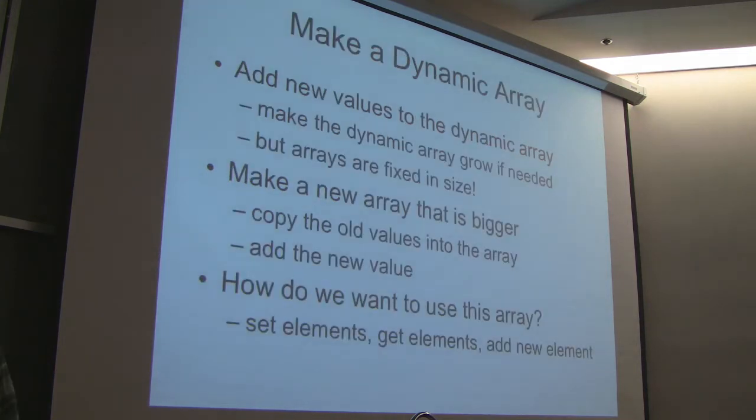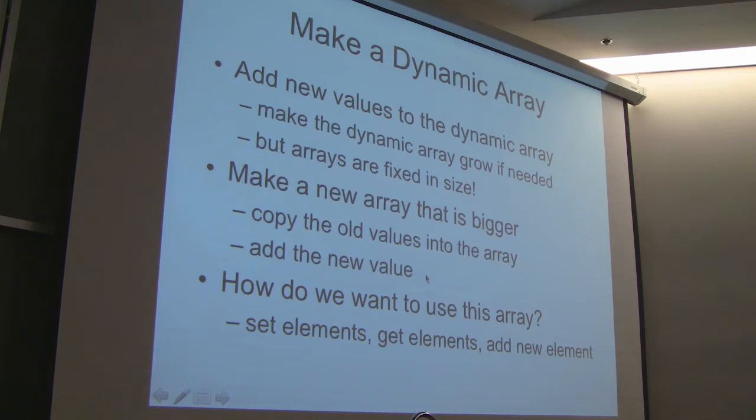We're going to call this a dynamic array. Basically, if we want to have new values, we're going to expand the array, and the general approach is we're going to make a new array that's bigger, big enough to hold the new values, and then we're going to copy all the old values over into the new array, and then add whatever new values we want to add to the end.